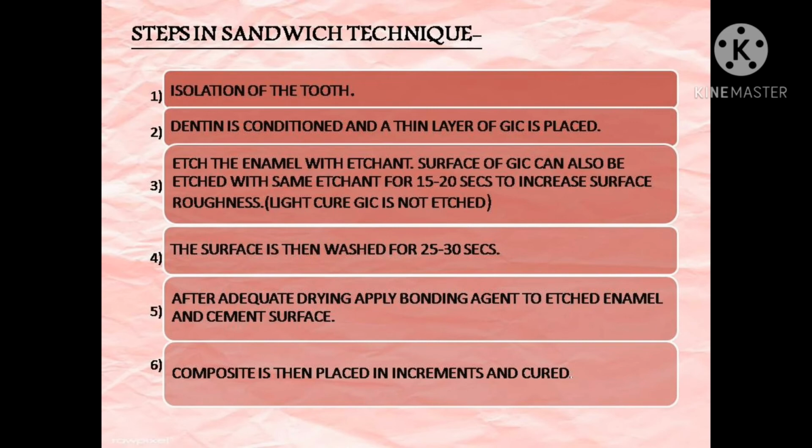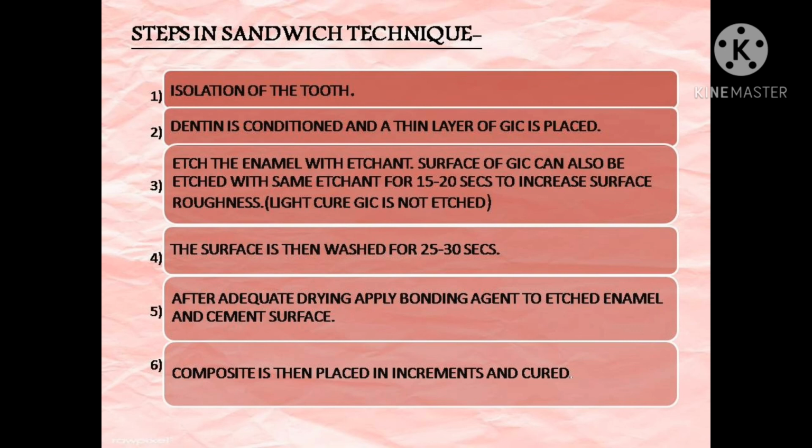Now, let's see what are the steps in the sandwich technique. The first and the most important step before doing any restoration is to isolate the tooth. After the isolation is done, the dentine is conditioned and a thin layer of GIC is placed on it. Once the GIC is set, the adjacent enamel is etched with an etchant. The surface of the GIC can also be etched with the same etchant for 15 to 20 seconds to increase the surface roughness. The surface is then washed for 25 to 30 seconds.